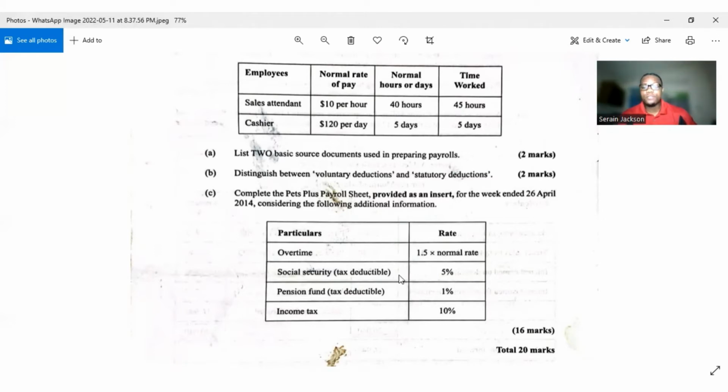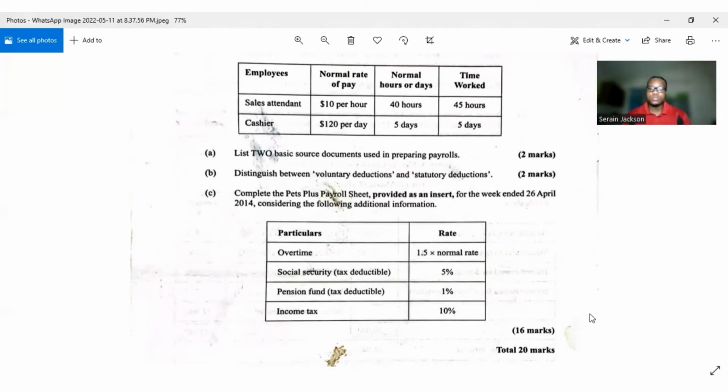So you will subtract it from your gross pay first before you calculate the income tax. And by virtue of doing that, you are paying less income tax. Yeah, I guess that's a good thing. All right. Then you have the income tax, which is 10%. And to make up the payroll sheet, it is 16 marks.